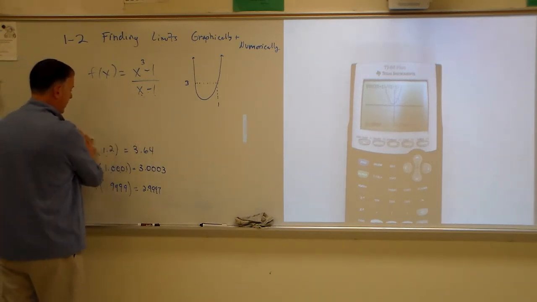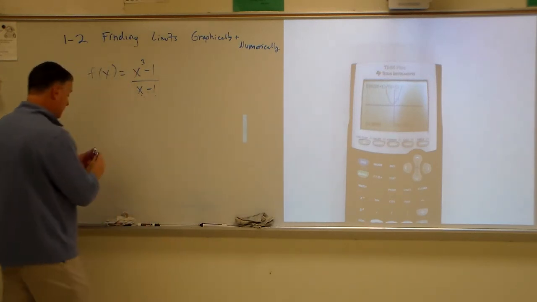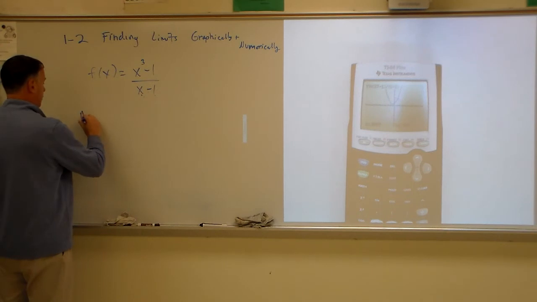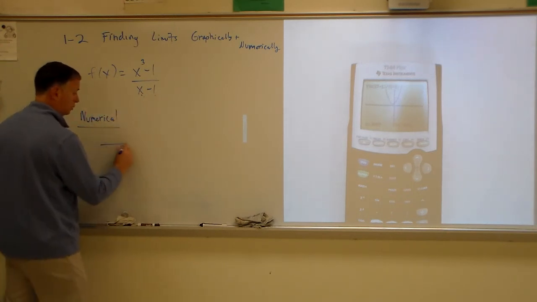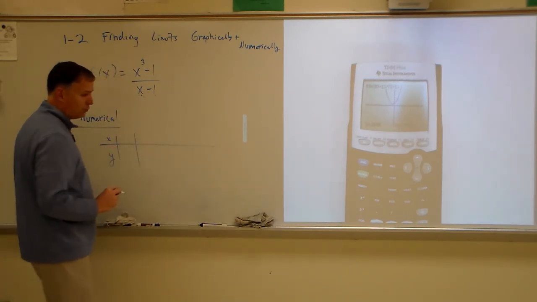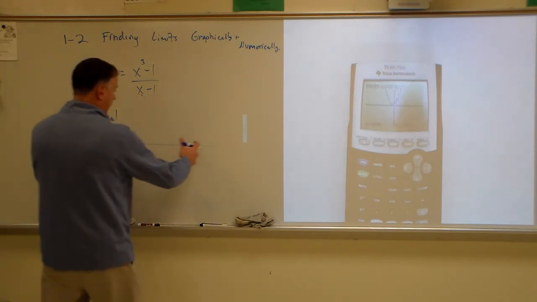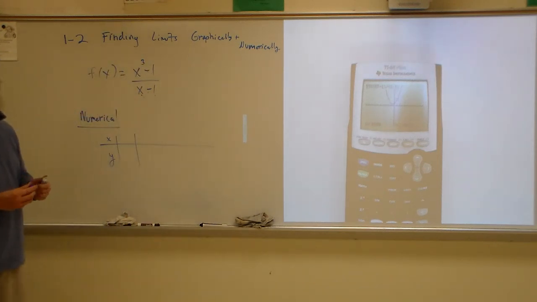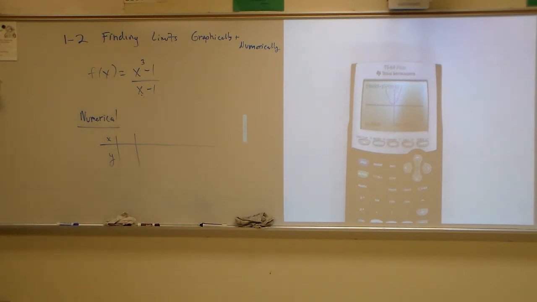Graphical, because we used a graph, we plugged in some values. This one's going to be called the numerical approach. What we're going to do here is look at values that are getting close to 1. So we're going to use our graphing calculator to make a table.